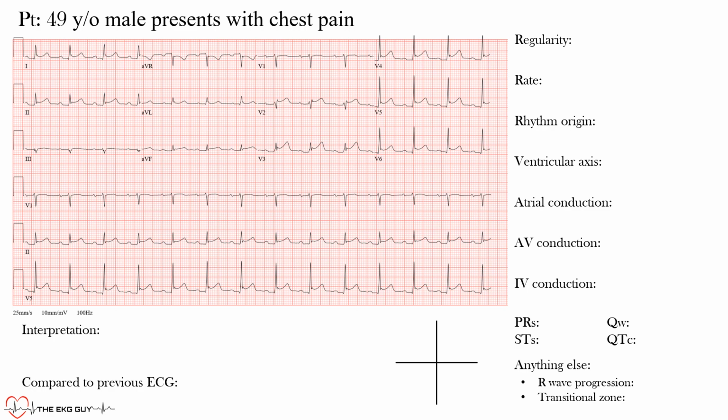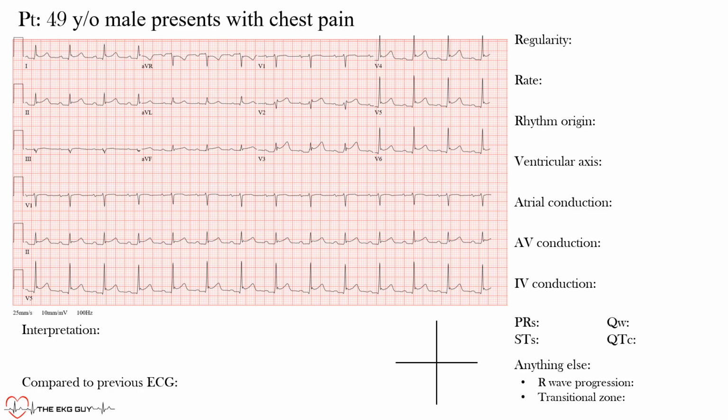So this week we have a 49-year-old male that presents with chest pain in this EKG. What I want you to do now is try to go through the things here on the right: the regularity, the rate, where the rhythm is actually originating from in the heart, the ventricular axis if you can find that, atrioventricular and intraventricular conduction, some of the waves, segments and intervals there, and then try to look at R wave and transitional zone in the precordial leads. If you could do that, get a final interpretation, take your time, and when you're ready, restart the video and we'll go through this together.